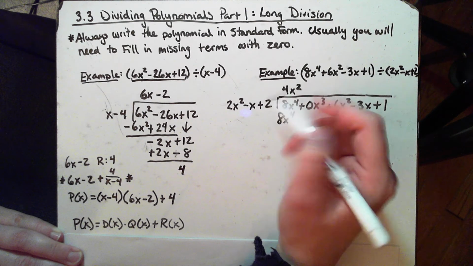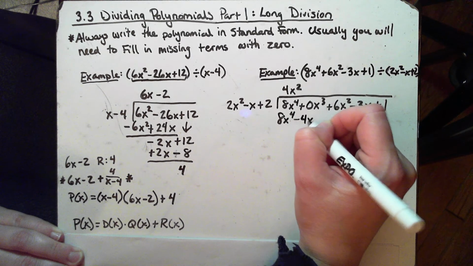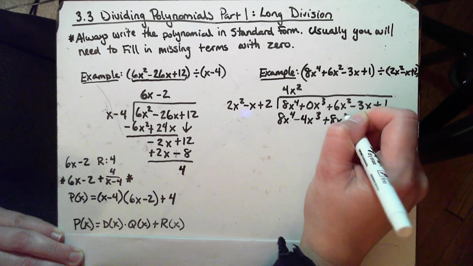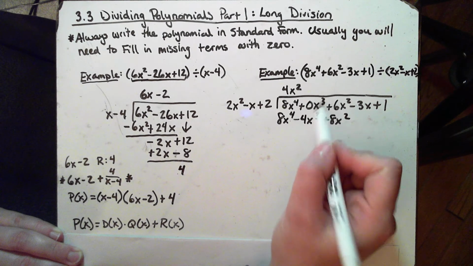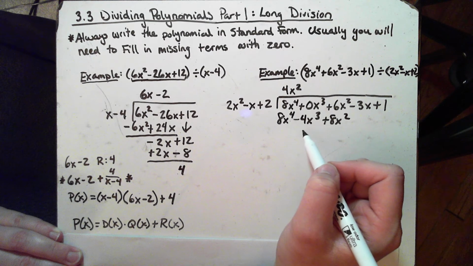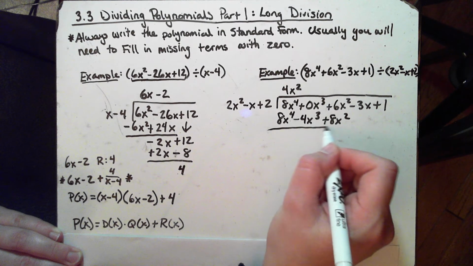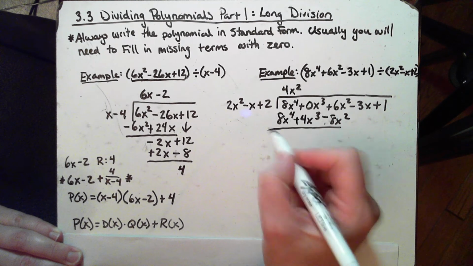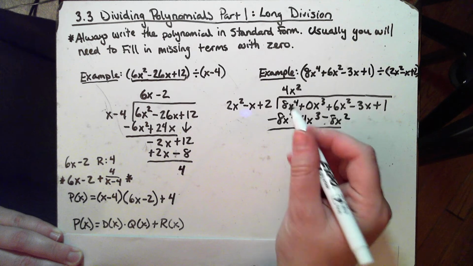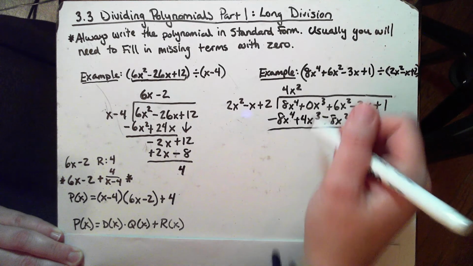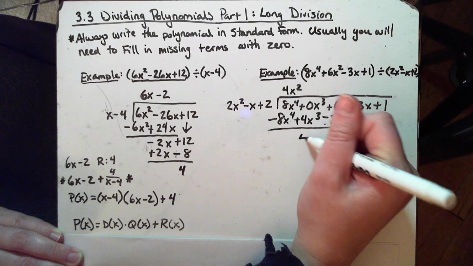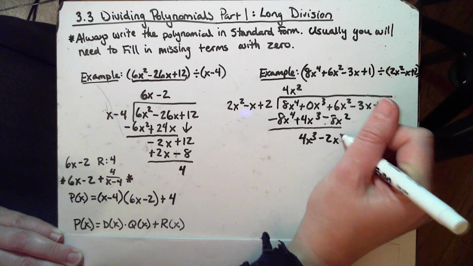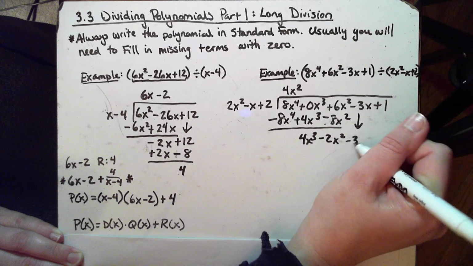So 4x squared times negative x is negative 4x cubed and 4x squared times 2 is 8x squared. Notice this 0x cubed held the place for this 4x cubed, so I could line up all of my like terms. Now I'm going to go through and I'm going to change some signs. This was a plus, so now it's a minus. This was a minus, now it's a plus, and that gets a minus sign. The leading terms will cancel. 0x cubed plus 4x cubed is 4x cubed. And 6 minus 8 is negative 2x squared. And I'll bring down the next term.